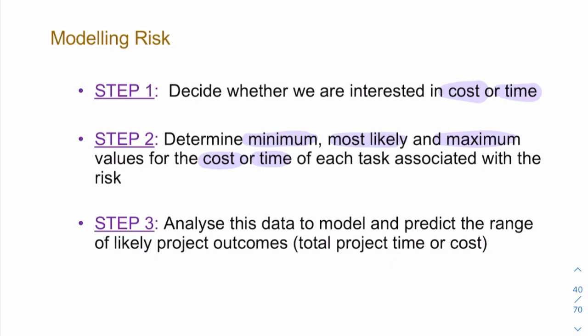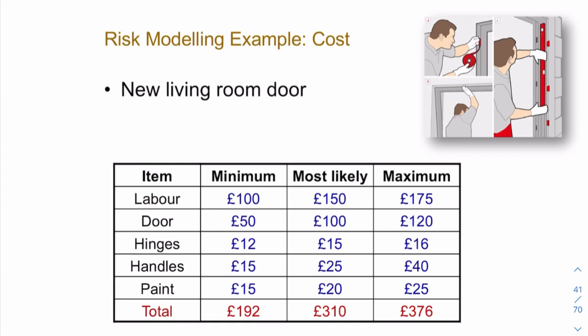This is an interesting phrase here: to model and predict the range of likely project outcomes. Now, that's interesting because when we say the range of likely project outcomes, a project outcome isn't binary. It's not one or zero. It's not pass, fail. Just think of your final year project. How many outcomes are there? There's so many possible things that could happen. Think about your dinosaur park. There's an infinite number of possibilities. So this range of likely project outcomes requires some kind of modeling, and that's what we're going to be looking at very briefly next.